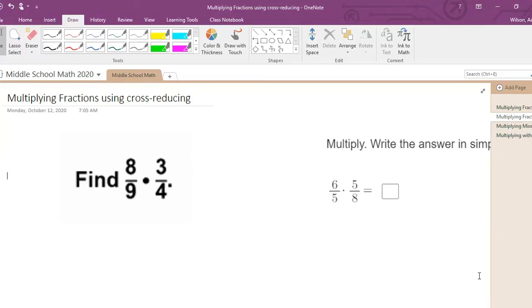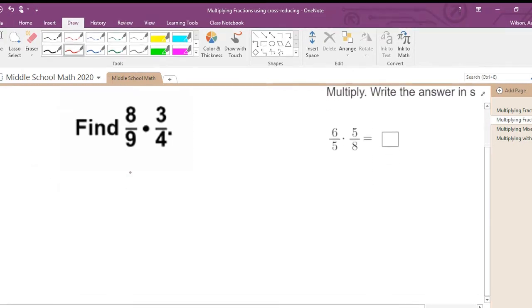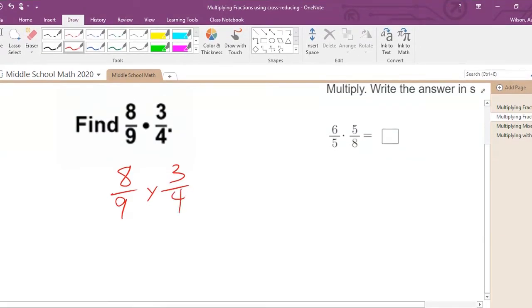Okay, so now we are going to be multiplying fractions, but using the cross-reducing method. So when you have 8/9 times 3/4, remember you can switch the numerators around or switch the denominators around because you can multiply in any order, but we don't have to do that. We can cross-reduce. What I mean by cross-reduce is look diagonally and find a common factor.